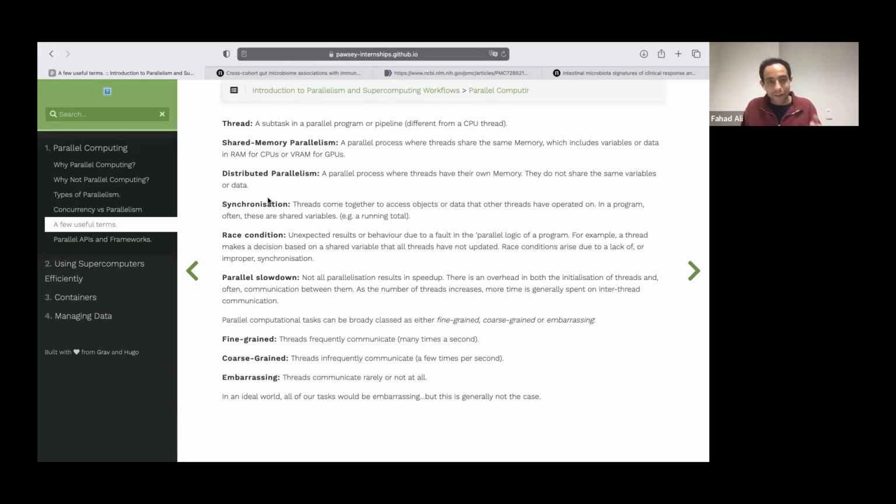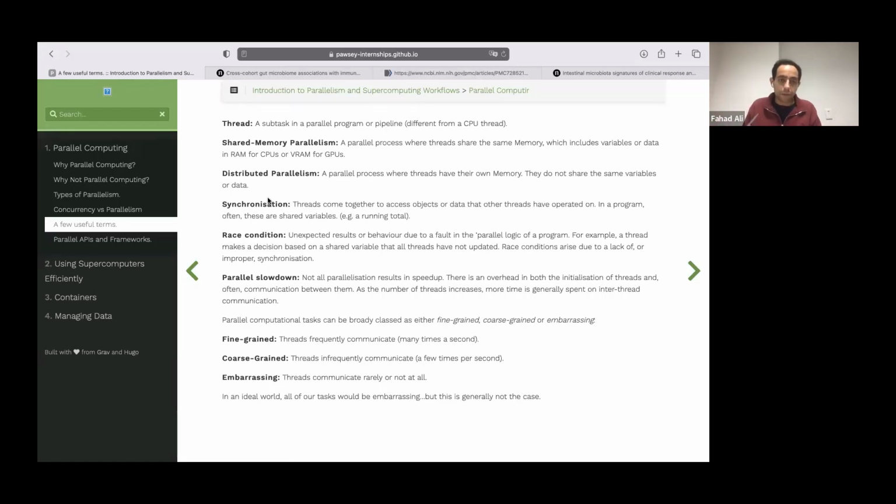You can think of a race condition as multiple threads racing along, and one of them goes a bit further than it needs to because you haven't updated the rest of the threads. So you can think of it as the threads racing, but you haven't synced them up properly.